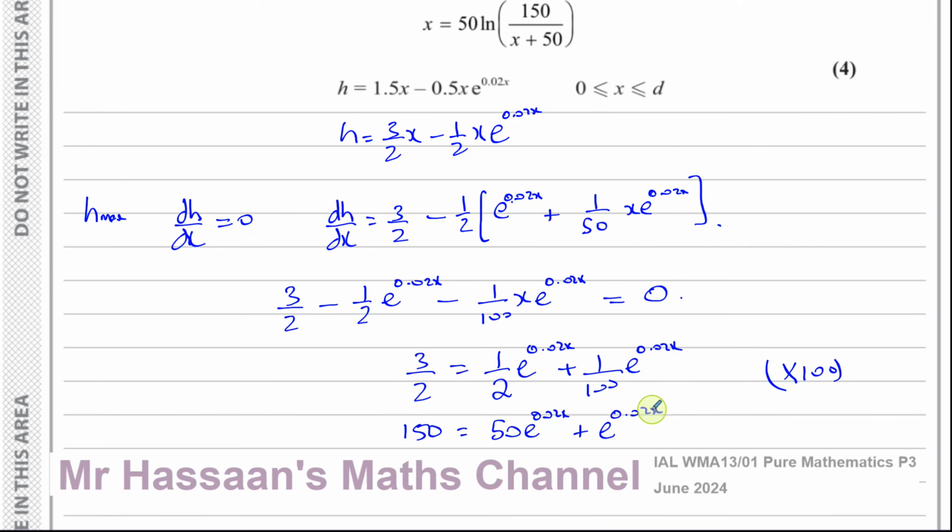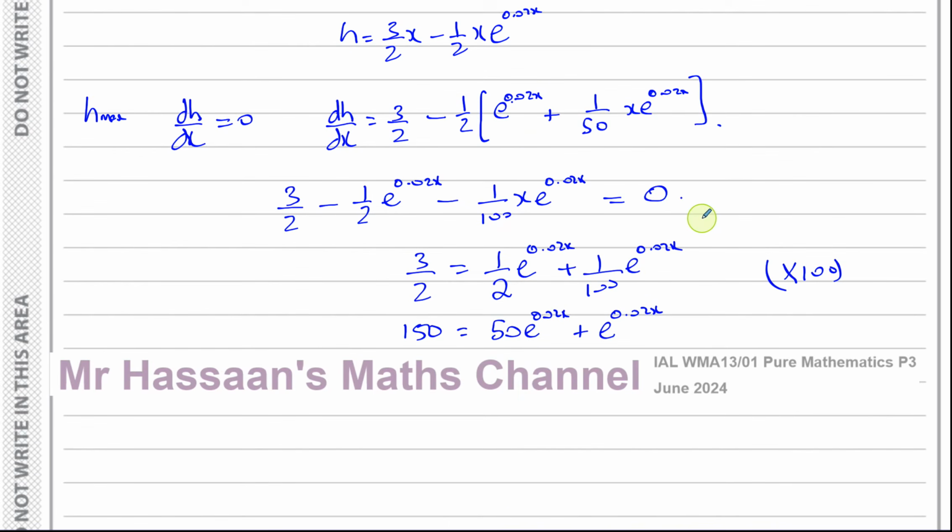All right, now I want to make this x the subject. That's what's happened here, of course. That's what got a ln there. So how do I make x the subject?